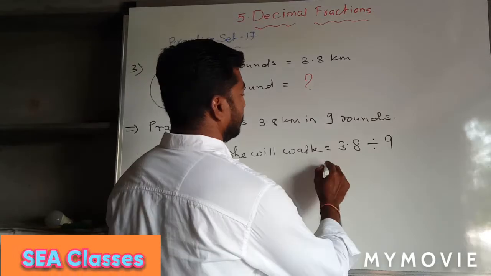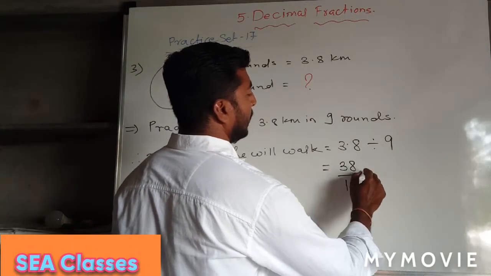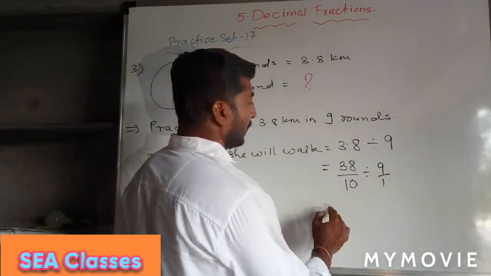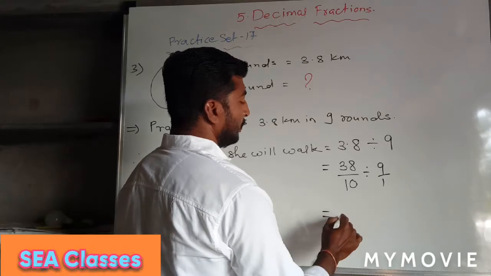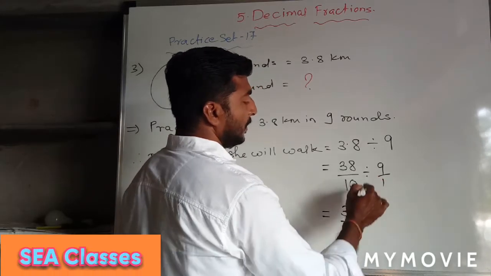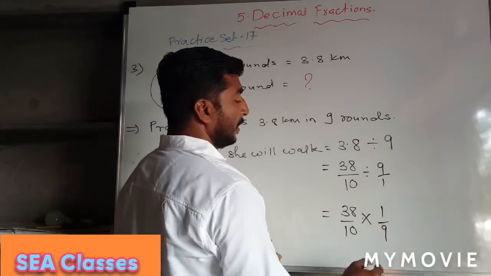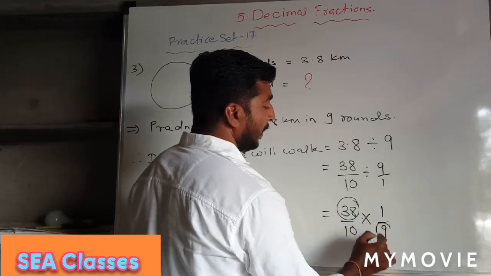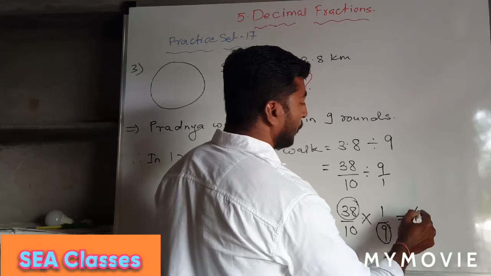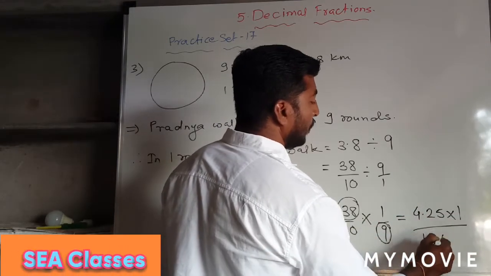So we will calculate now. So 3.8 convert into the common fraction, and that will be 38 upon 10 divided by 9. There is a 1 in the denominator of 9. So now here, 38 upon 10 multiply by, instead of division you will take multiplication and take the reciprocal of 9 upon 1, that will be 1 upon 9. So now you have to divide 38 by 9. So when you divide 38 by 9, you will get 4.25 into 1 upon 10 into 1.